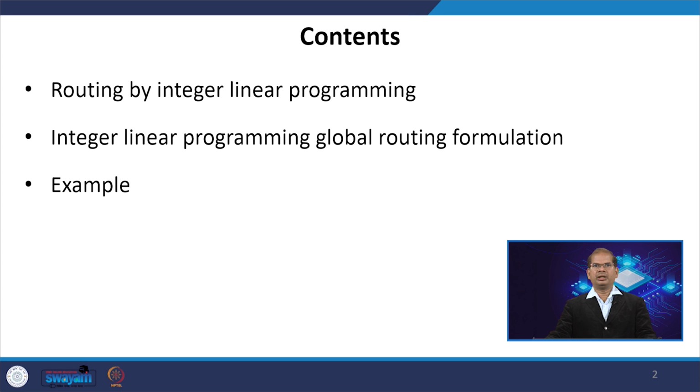In this lecture, we will discuss how we can do full netlist routing in VLSI physical design. The content of this lecture includes how we can do global routing using integer linear programming, ILP, which is most popular in industry. We will discuss its formulation with an example. The integer linear program is very useful for global routing formulation. We will also discuss one example of how we can formulate a global routing problem for ILP.